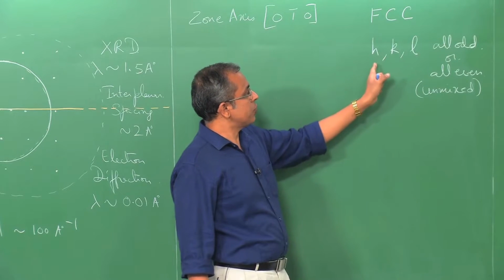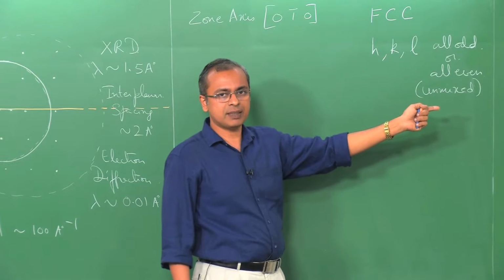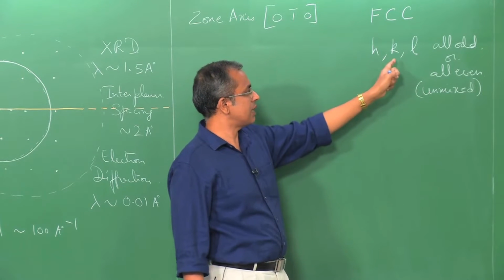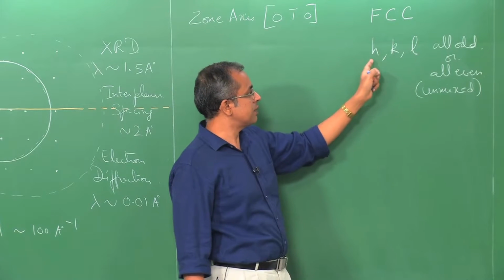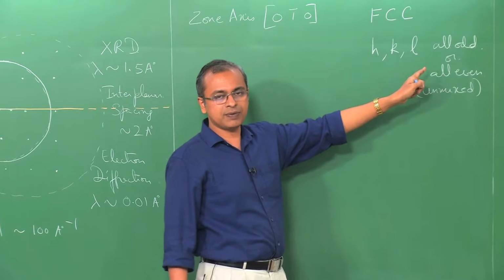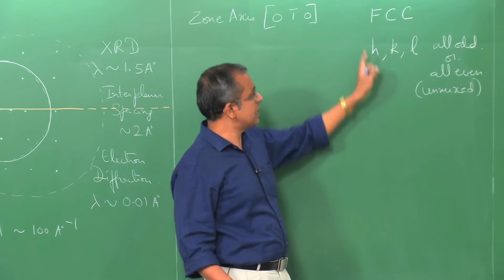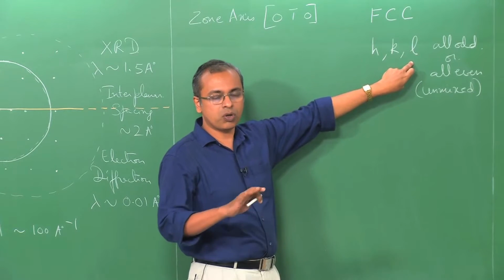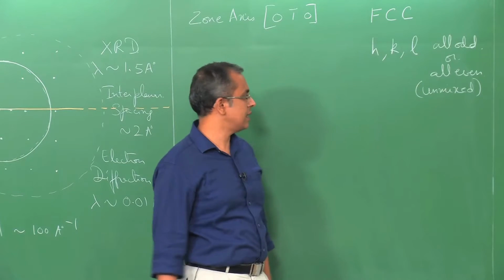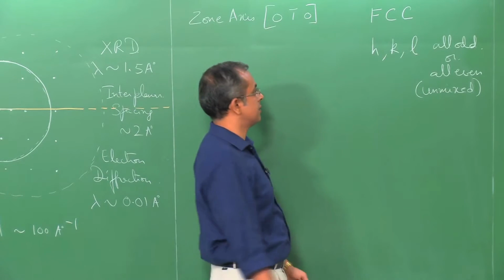In the case of simple cubic, such a restriction is not there. Any value of HKL potentially can give you a diffraction pattern. So, when we first draw the spot pattern, we will draw it for simple cubic. We will not worry about the individual values of HKL being unmixed, odd or even. Then we will identify from that set only the ones where HKL are either all odd or all even, and that subset is then the diffraction pattern for the face centered cubic structure.